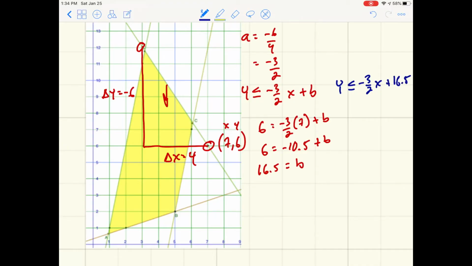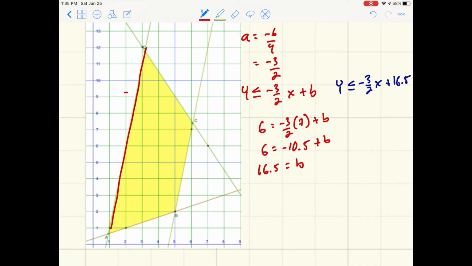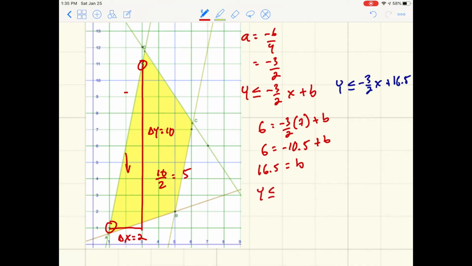Let's look at the next one. Looking at that line, here's a good point, and here's another good point. We have a delta y of, we're going from 1 to 11, and we're going up. Delta y is 10, and delta x is 2. Our slope is going to be 10 over 2, which is 5 over 1. It's a solid line, and we are shading below the solid line, so it's going to be y is less than or equal to 5x plus our b value.